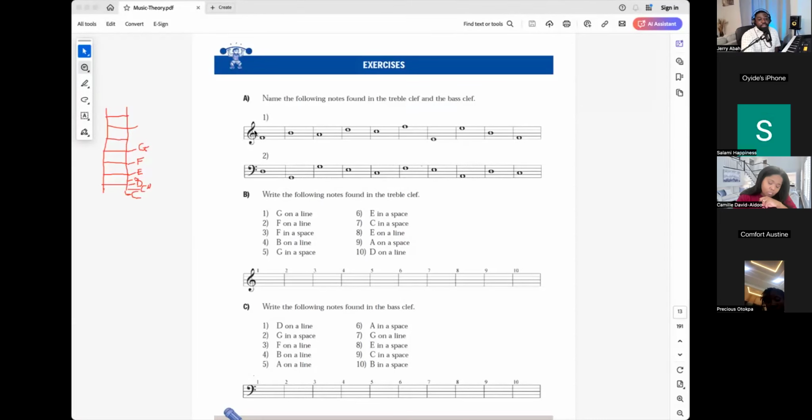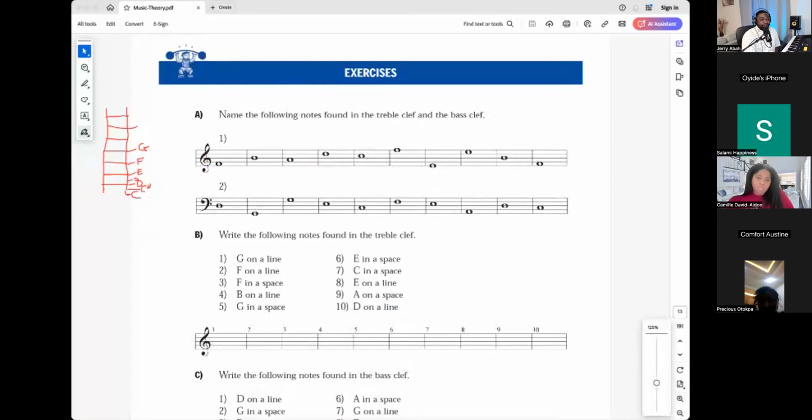All right, but for now, let's quickly attempt the A question. Name the following notes found in the treble clef and the bass clef. All right, I'll give us the first clue, and hopefully we can take it from there. This note right here is an F. That's for the treble clef.